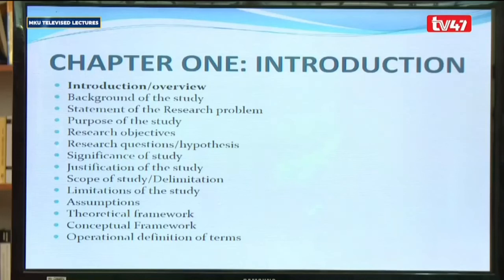From there, you can have the significance of the study, which is very important, after which you will provide the justification or the rationale of the study. You will also include the scope of the study, which in some cases is also referred to as the delimitations. And then you will look at the limitations of the study. You must also include the assumptions of the study. Then you will have the theoretical framework. You can also have the conceptual framework. And the end of Chapter 1 will be the operational definition of terms.